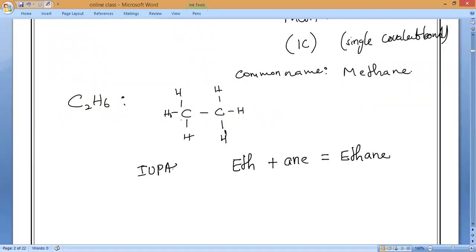Whenever you say the IUPAC name, you have to say the scientific name. And as we know, the common name is also the same, ethane. Is it okay, all of you? And we must write, as we know, this is called the structural formula.